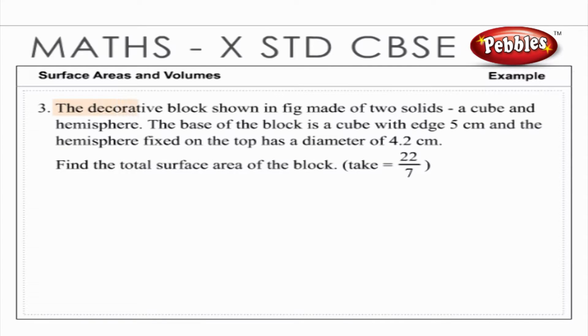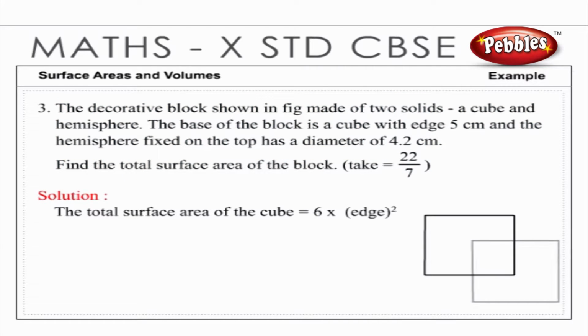The decorative block shown in the figure is made of two solids, a cube and hemisphere. The base of the block is a cube with edge 5 centimeter and the hemisphere fixed on the top has diameter of 4.2 centimeter. Find the total surface area of the block.